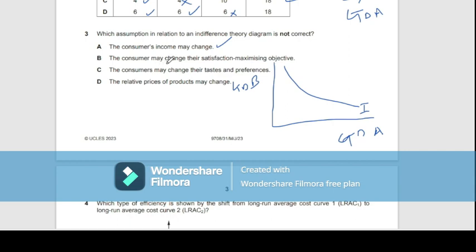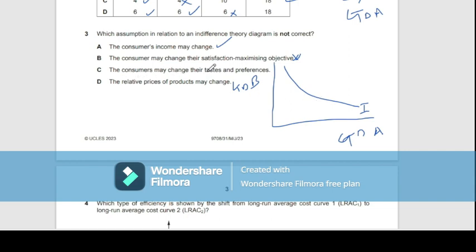B is saying the consumer may change their satisfaction maximizing objective. This is not true because the consumer along an indifference curve will only substitute one good for the other. It's not about setting objectives.